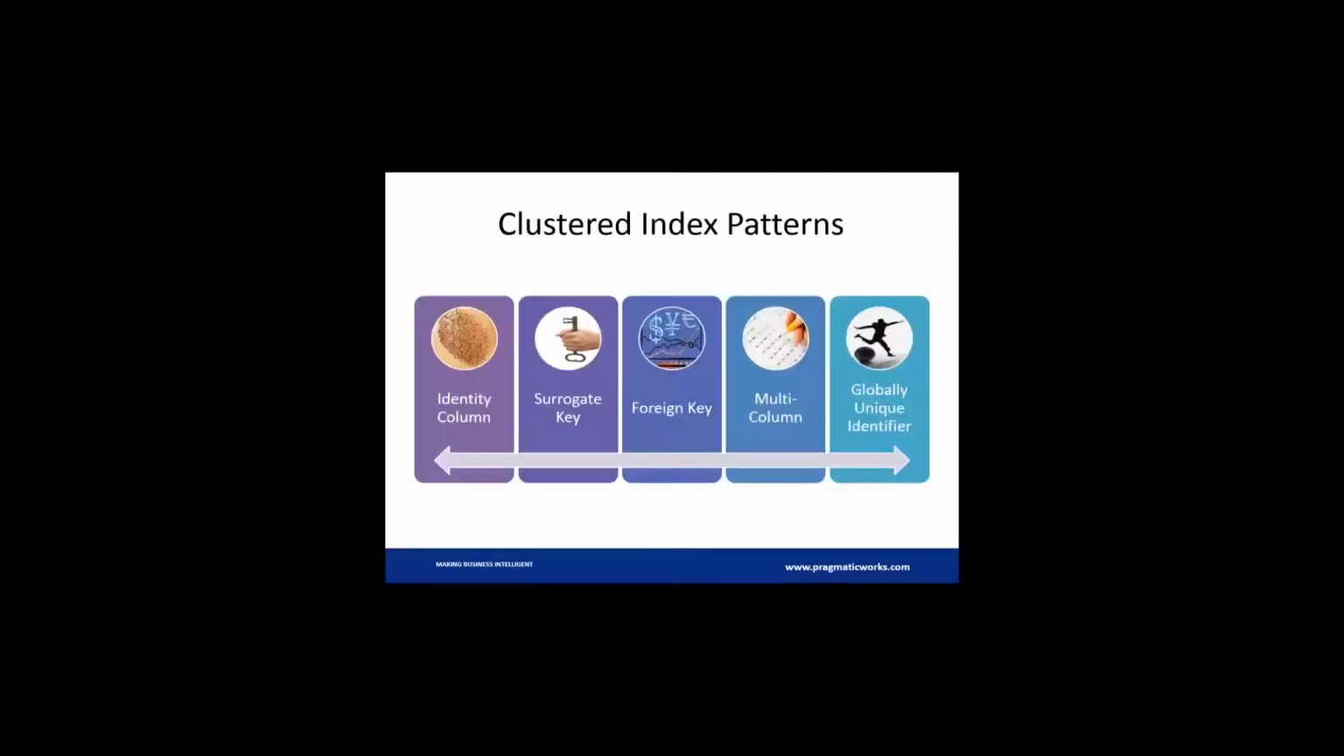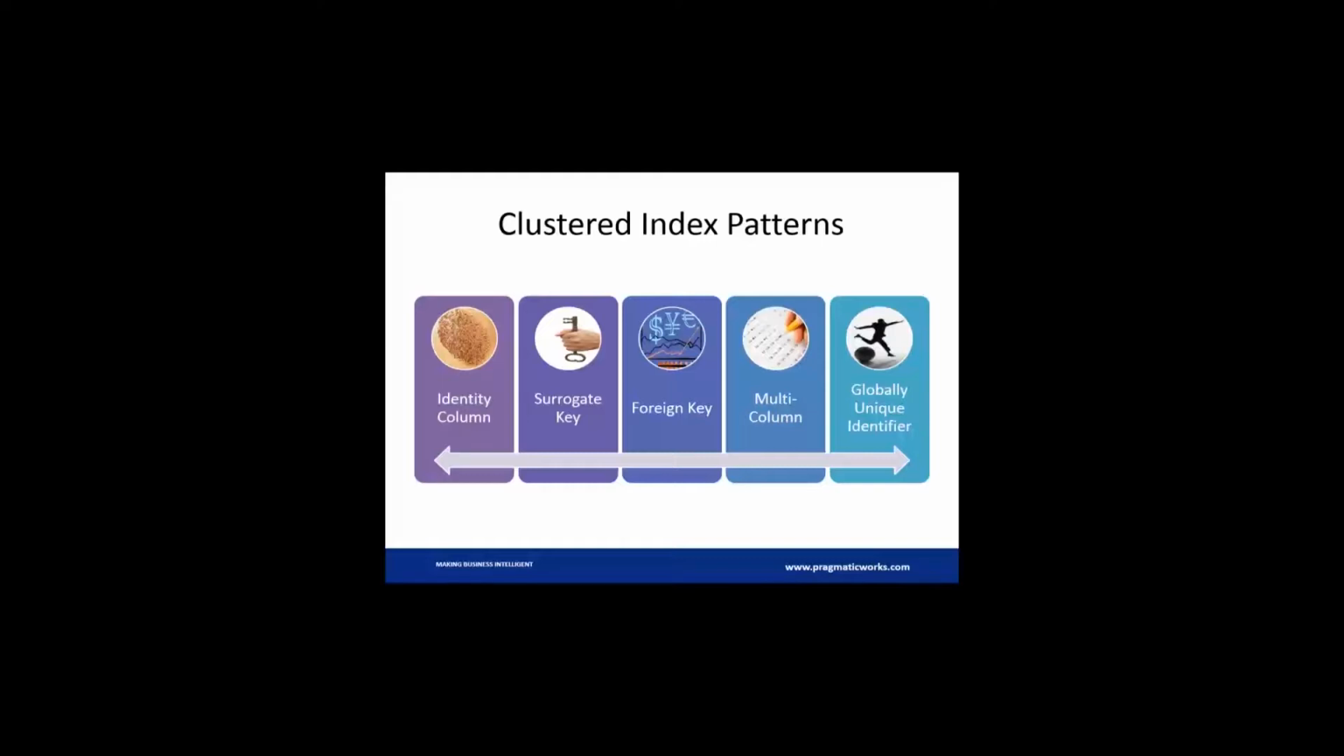As I've been looking at clustered indexes, I identified that there are basically 5 ways in which you might choose a different clustered index. These are kind of put into order of preference. The first one is an identity column, then there's a surrogate key, a foreign key, multi-column, and the last one is global unique identifier. I really shy away from the last one, and we'll talk a little bit about that towards the end.